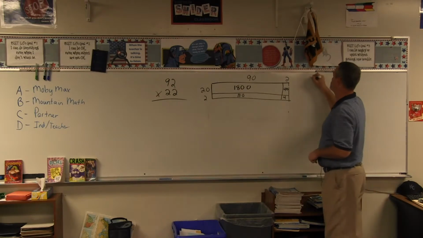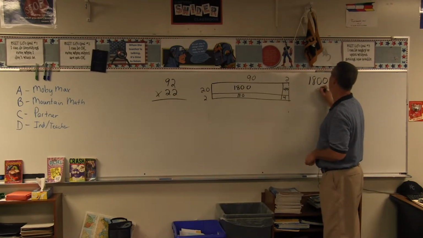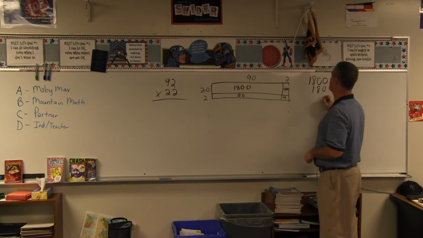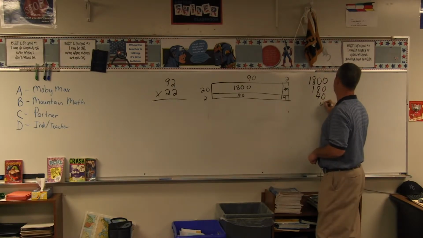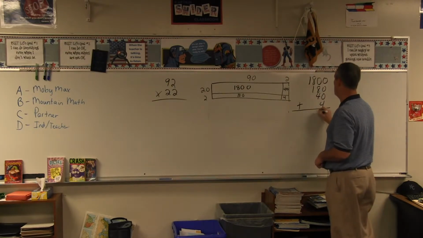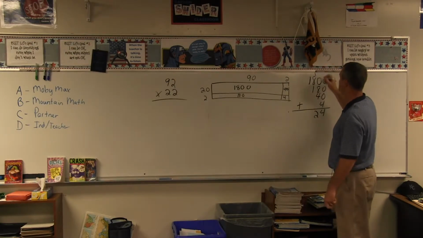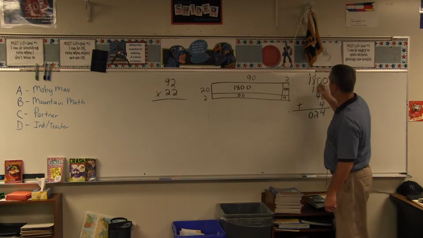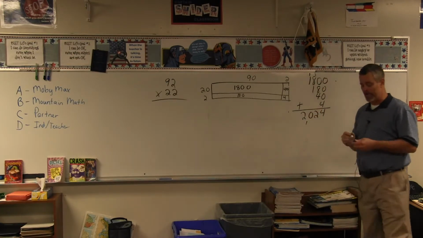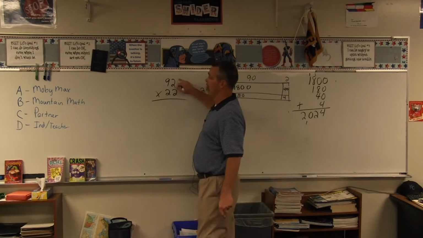Take all of my partials. Make sure that they're lined up. Add them up, and I have a 4 in the ones. I have 12 in the tens, so I'm going to put 2 in the ones. Regroup 10 tens into the hundreds. Regroup again. 2024.